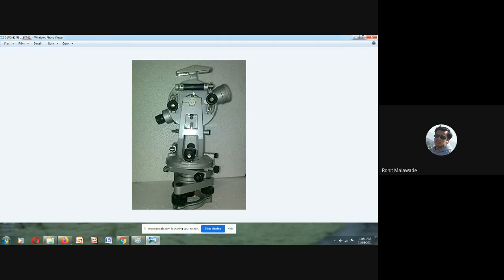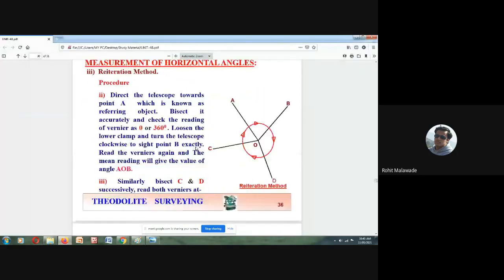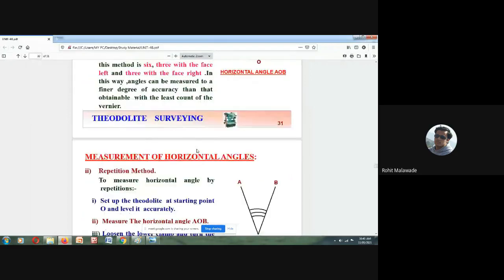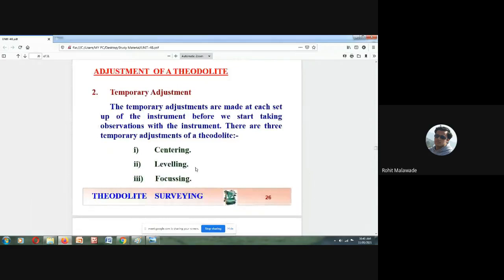So this is your theodolite. After keeping the instrument, when you level it, what are the temporary adjustments we have seen in the previous class? Temporary adjustments are nothing but centering, leveling, and focusing.